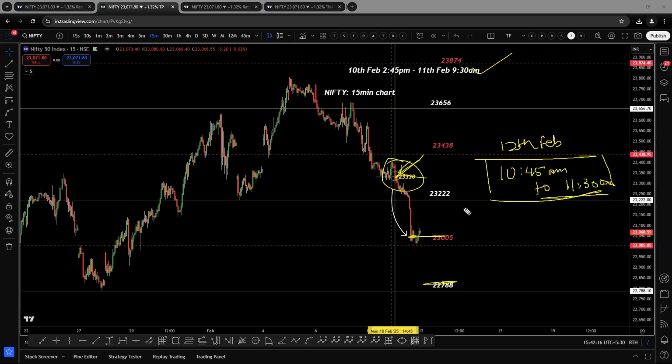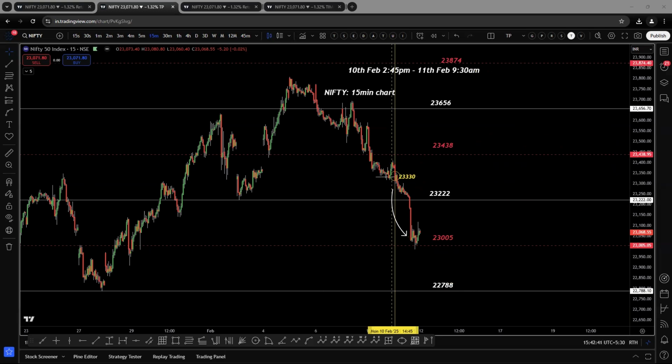This is again not a 100% guarantee that you will get a setup, but here we are looking for same levels. Find a vibration level in this time zone, wait for price to touch any of the levels, and then you can look for a setup. If it does not touch any level, no issue. So this is a completely different method. You can still wait for this 12th Feb, 10:45 a.m. to 11:30 a.m. Otherwise, just follow the intraday levels. There's nothing else you can do here.